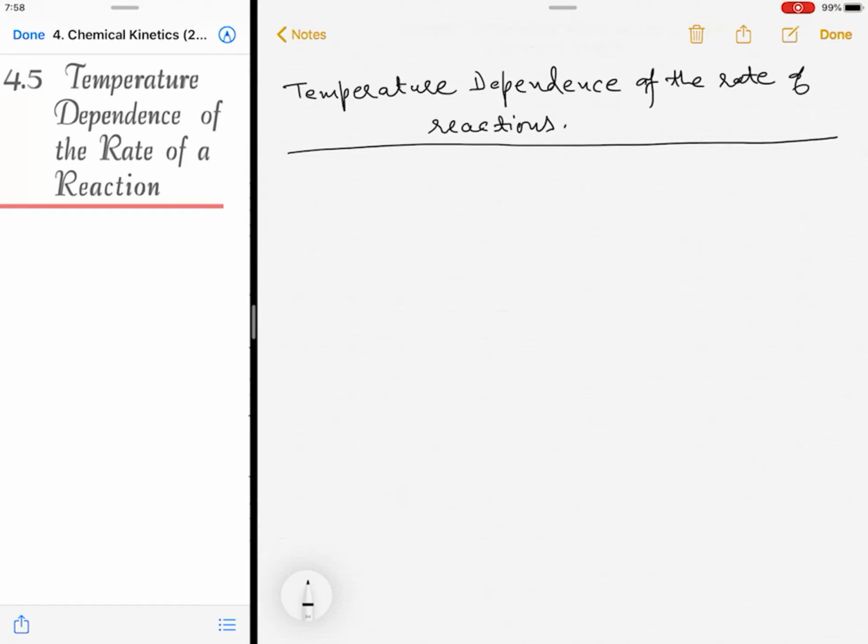Today's topic is the effect of temperature on the rate of reactions. Temperature dependence of the rate of reaction: how the rate of reaction is influenced by an increase or decrease in temperature.